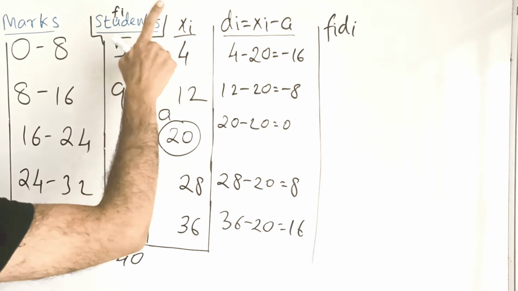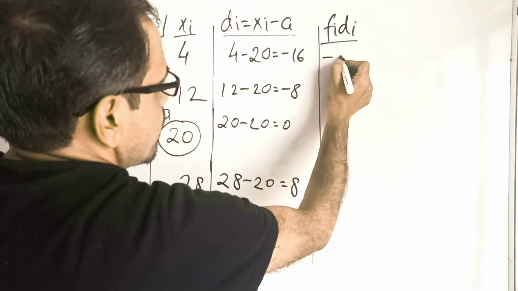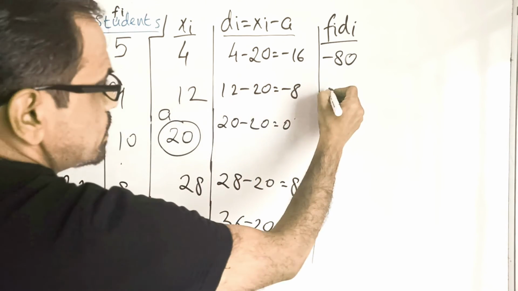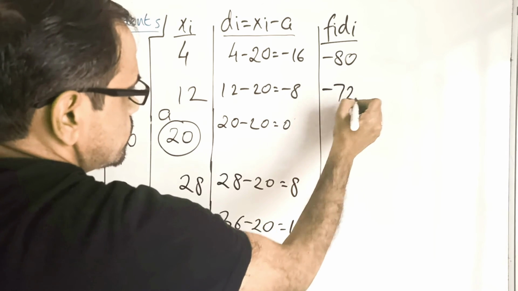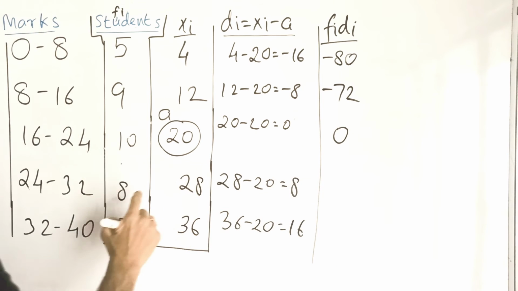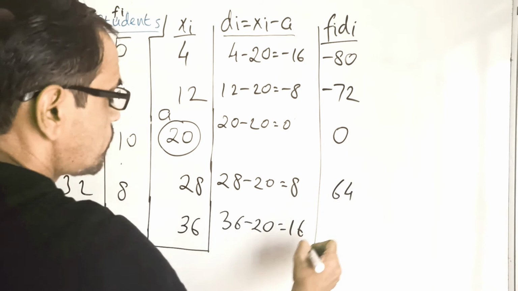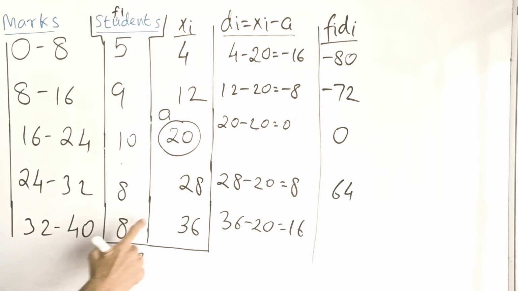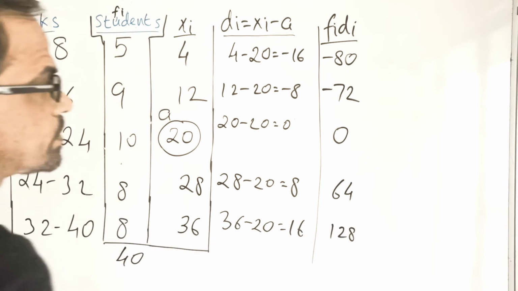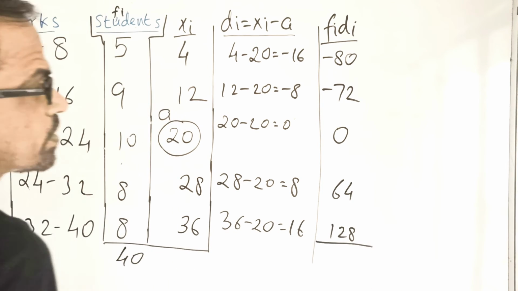So frequency fi into di, it will be minus 80. Then fi into di, 9 8s, this is 72, and this is 0, and this one 8 8s, 64 positive, and this 8 16s, 128. Okay students, now add it without making a mistake.